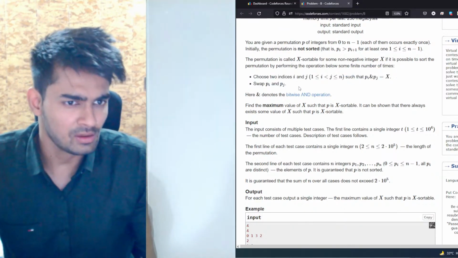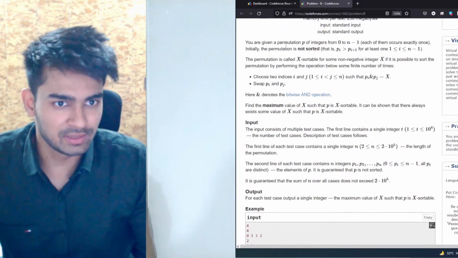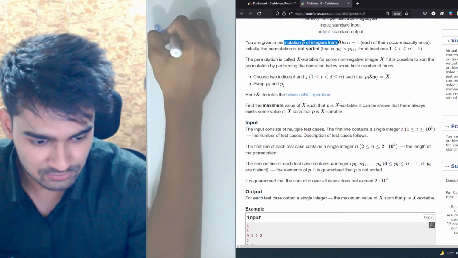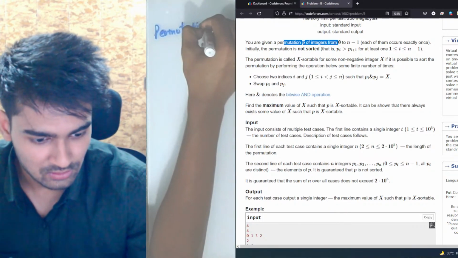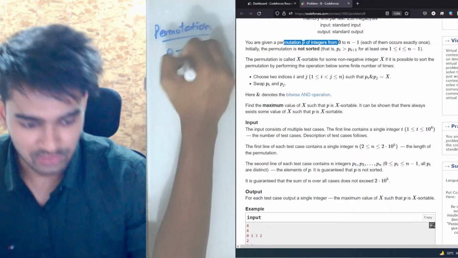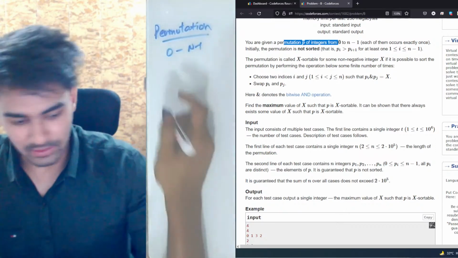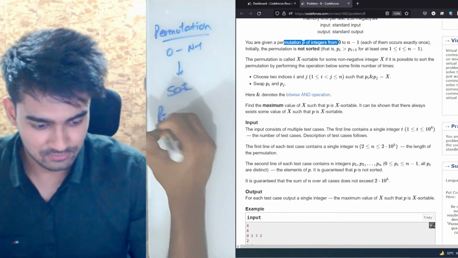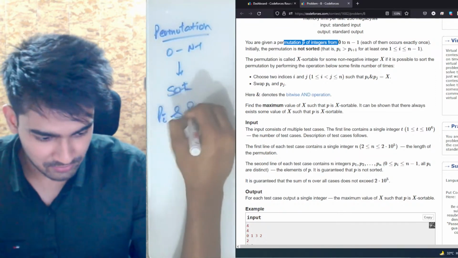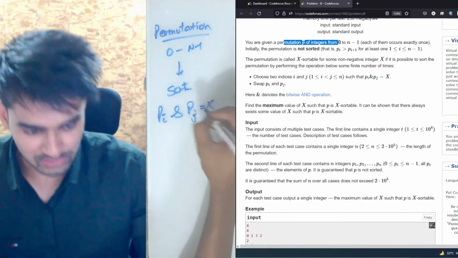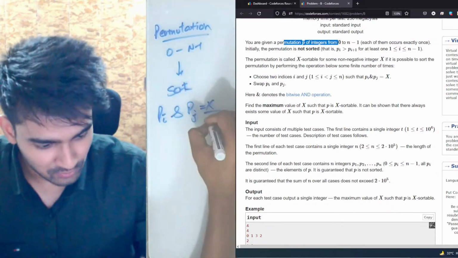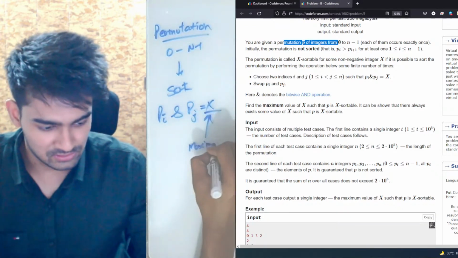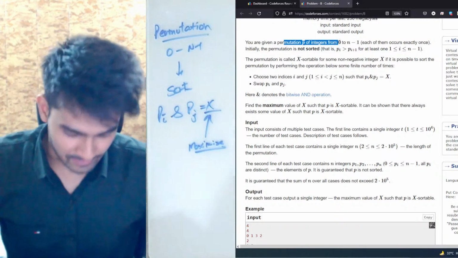Okay, so we are given a permutation from 0 to n minus 1, and we need to sort this such that Pi AND Pj is equal to x. We need to maximize this x.